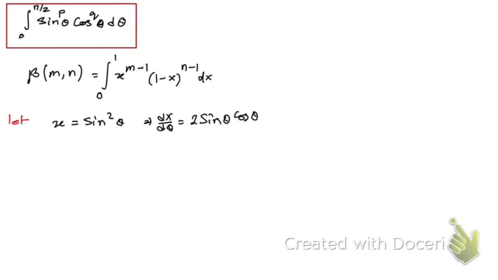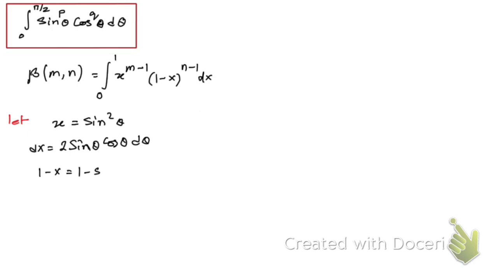So we can write dx is equal to 2 sine theta cos theta d theta, right? We can write it this way. Now you see, 1 minus x, not x square, 1 minus x, is going to be 1 minus sine square theta, and 1 minus sine square theta is nothing but cos square theta. So we know these things, right?